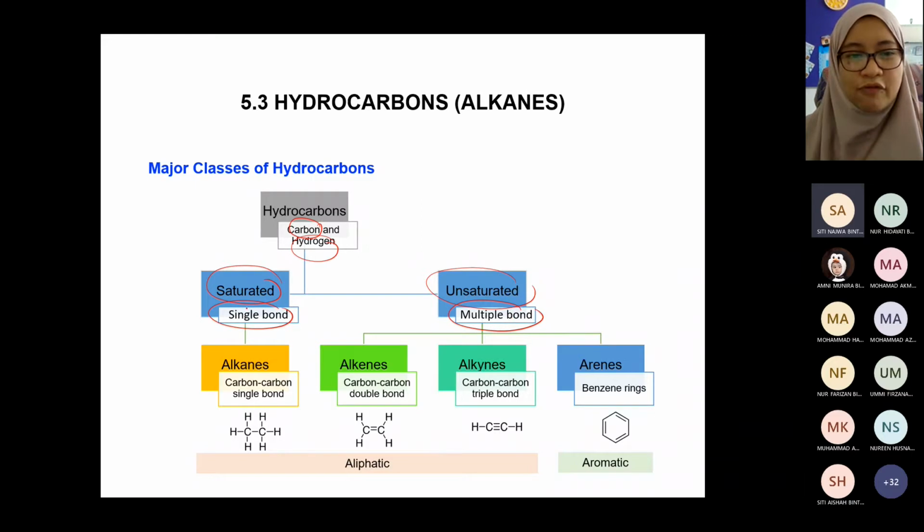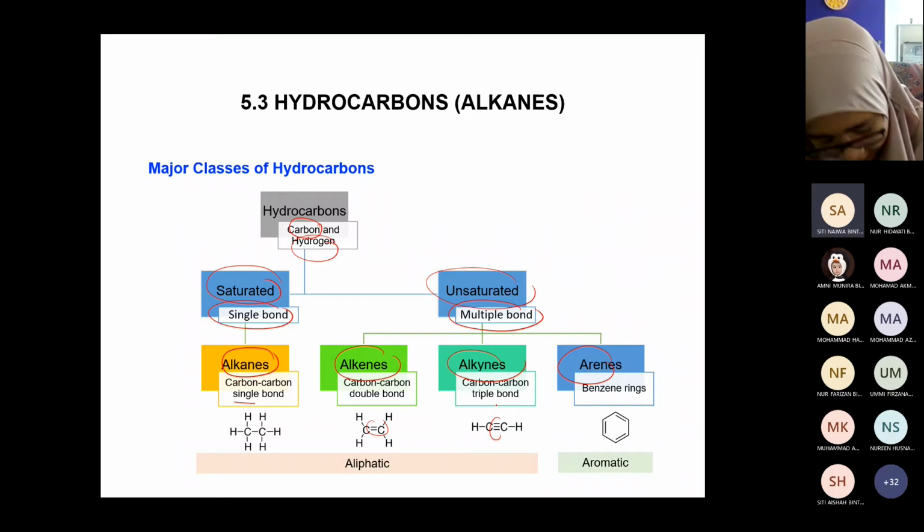Okay, so for saturated hydrocarbon, we only have alkanes in it, because in alkanes all the bonds are single bonds. Whereas unsaturated, we have alkenes, alkynes, and arenes. Alkenes means the molecule has at least one double bond. Alkynes, the molecule has at least one triple bond, whereas arene is benzene rings. Maksudnya it's cyclic, but it has double bonds in it. We are not going to cover this in our lecture.